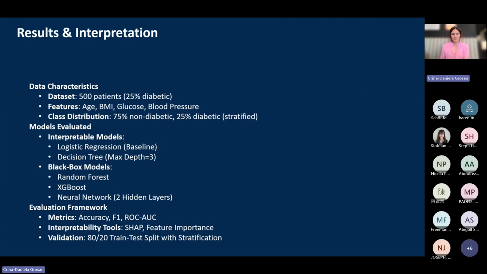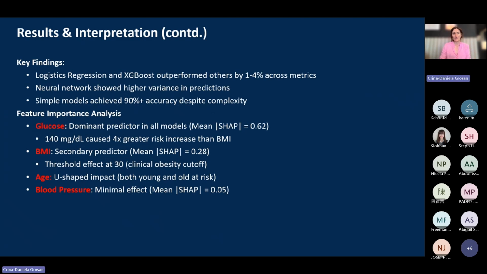So, okay, we summarized: we had this data with 500 patients, 25% diabetic, 4 features: age, BMI, glucose, blood pressure, with a 25 versus 75 distribution of diabetic and non-diabetic. And we had these 5 models we looked at, and 3 metrics, we compared them, and we used this 80-20 train test split. The key findings were that logistic regression and XGBoost outperform by something between 1 and 4% across the 3 metrics we used. Again, as I said, the models were just the raw models, not fine-tuned, not at their best. I'm just interpreting the results with these exact models that I've applied.